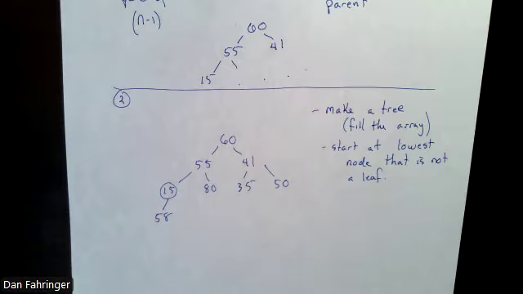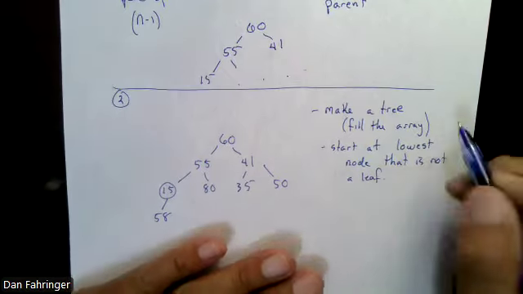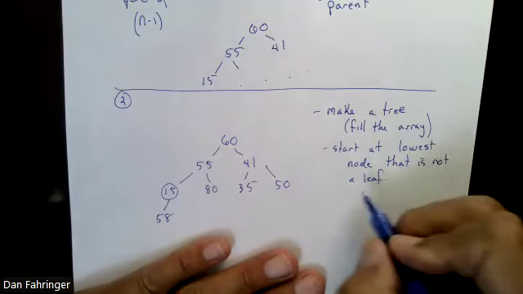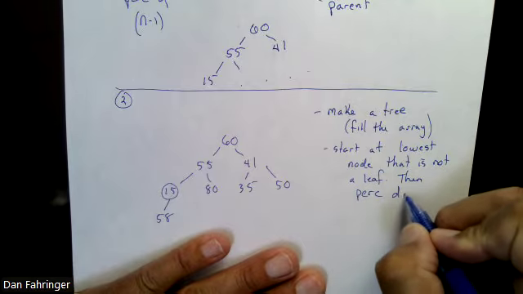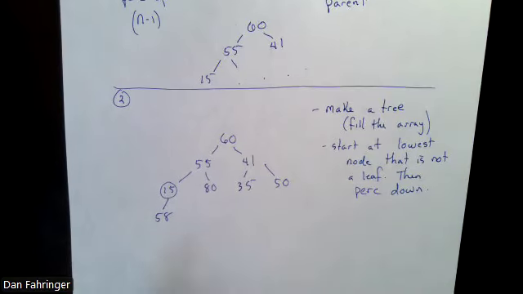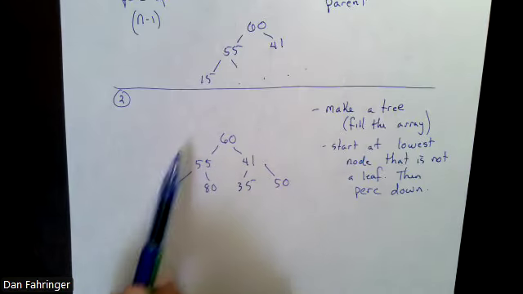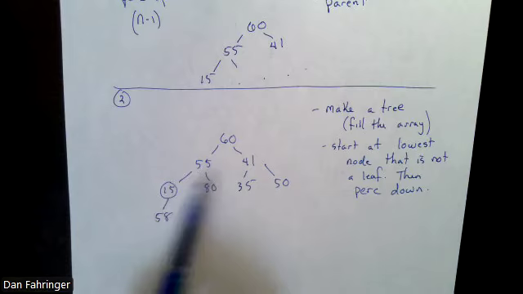Now, what am I going to do? Tell me what you think should probably happen here. I only know two things, right? Percolate down. Yep. Start at the lowest node that is not a leaf, then perk down. I'd have to figure out what that is. I see the picture, draw the picture, and I can get there. I'd have to look at some cases to figure out how I can find out what it is.